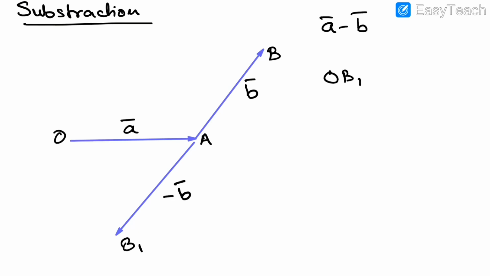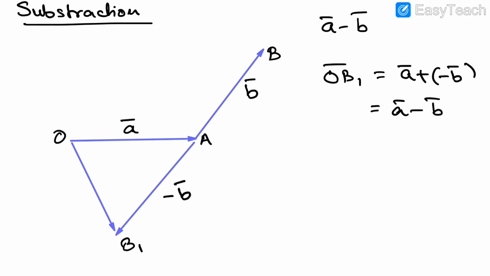So O, B1 vector will be what? When you go from the free tail to the free head, we get the resultant of two vectors. What are the two vectors? A vector and minus b vector, which is a vector minus b vector. Understood?